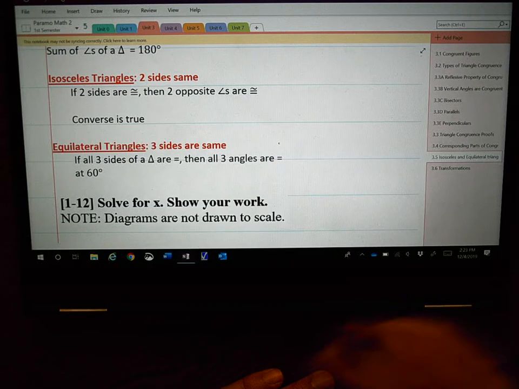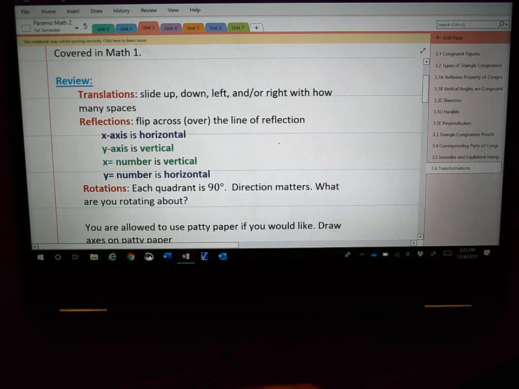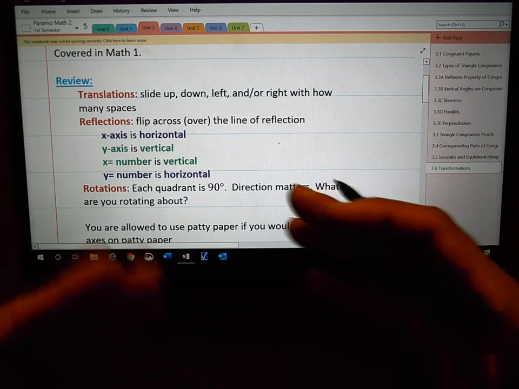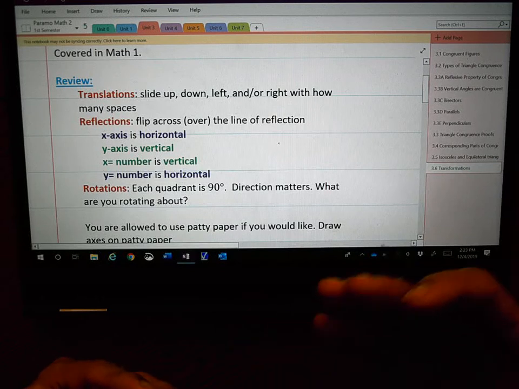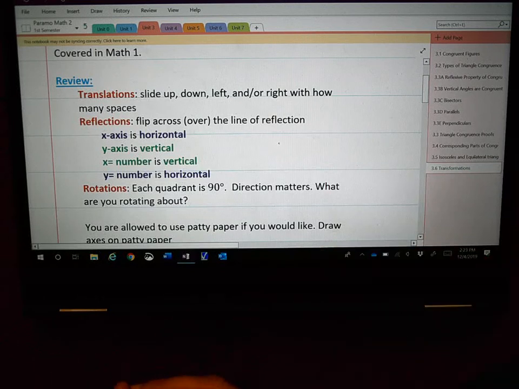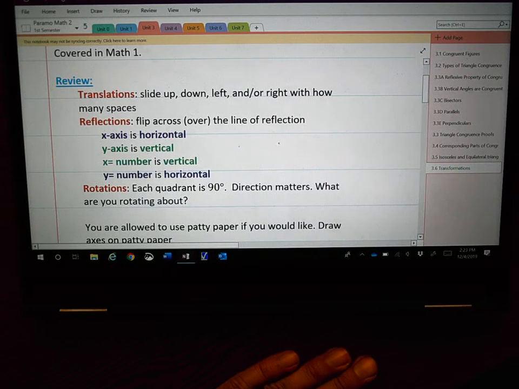Not a main idea. And transformations were not necessarily a main idea. They were just saying, if you know they're congruent, then when you do these rigid motions, they would also be congruent. That's why they threw this in chapter 3. You could do a translation, a reflection, or a rotation, and they would still be congruent to each other.